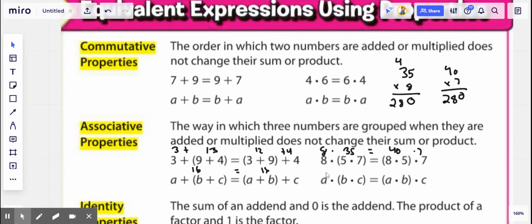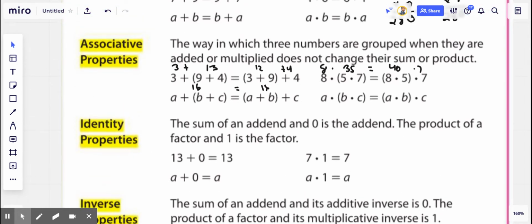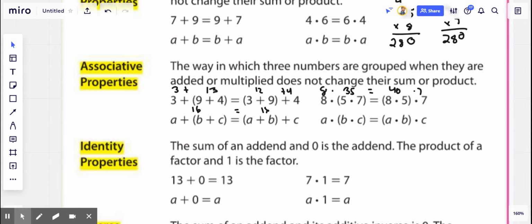Our next property is going to be identity. All right, this one's kind of simple. The sum of an addend and 0. So remember, an addend is one of the numbers that we are adding together to get a sum. Okay, addend and 0. The product of a factor and 1 is the factor. So when we're adding, the numbers that we are adding are called addends, and when we're multiplying, the numbers that we're multiplying are called factors, right? So when we're adding, no matter what, if it's an addend and 0, it's going to equal the addend, right?